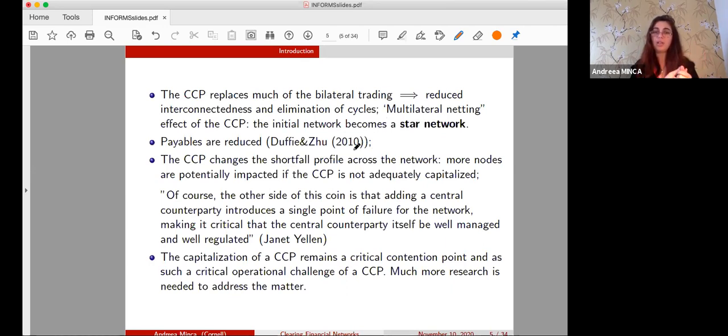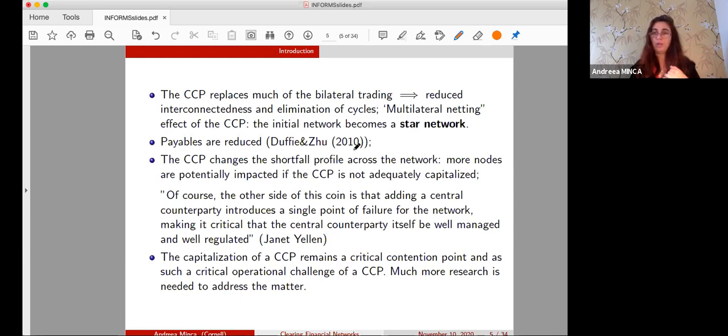And I like in particular this quote from Janet Yellen. So the other side of the coin, the other side from reducing interconnectedness and reducing the payables in the network, is, of course, the fact that we introduce a single point of failure in the network. So it is then critical that the clearinghouse is well managed and well regulated.